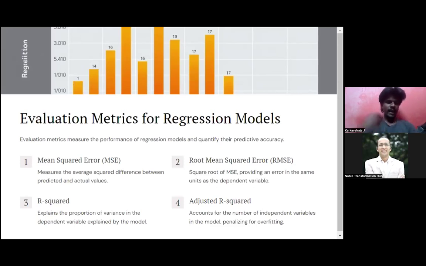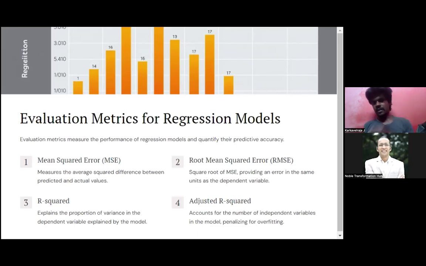First is mean squared error. It measures the average squared difference between the predicted and actual value. That is, what is the actual value present in the data, and what is the model's predicted value, and we take the average. Then root mean squared error is the square root of MSE. It provides an error in the same unit as the dependent variable.